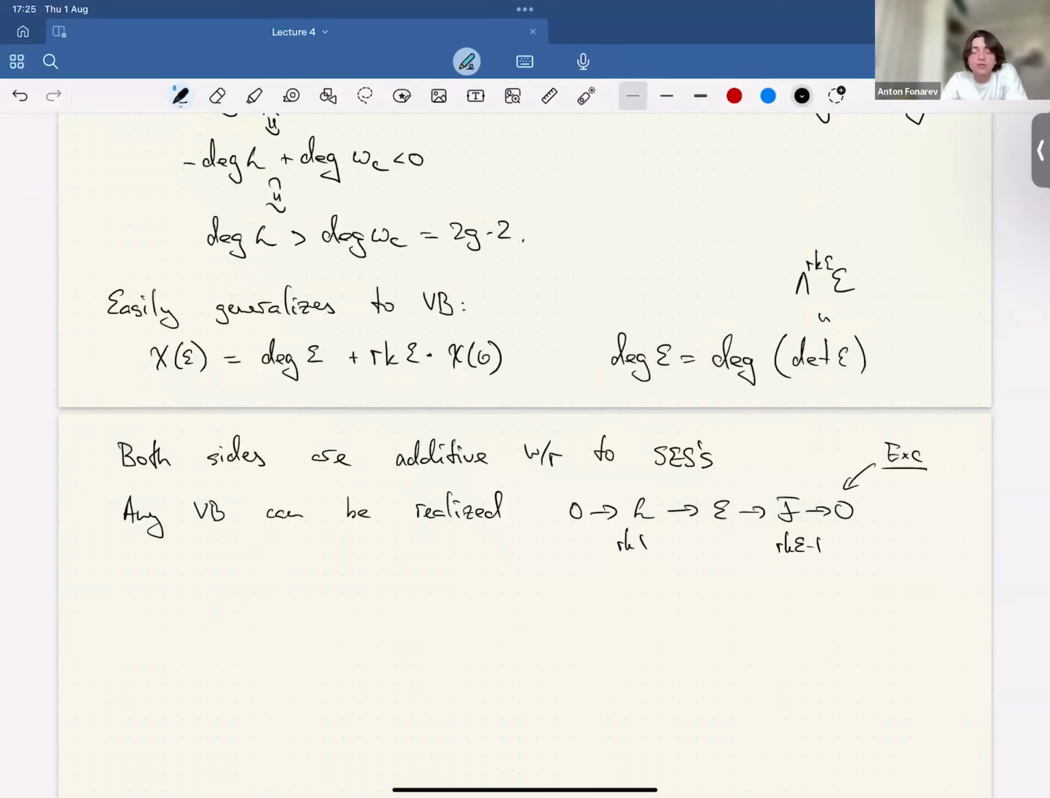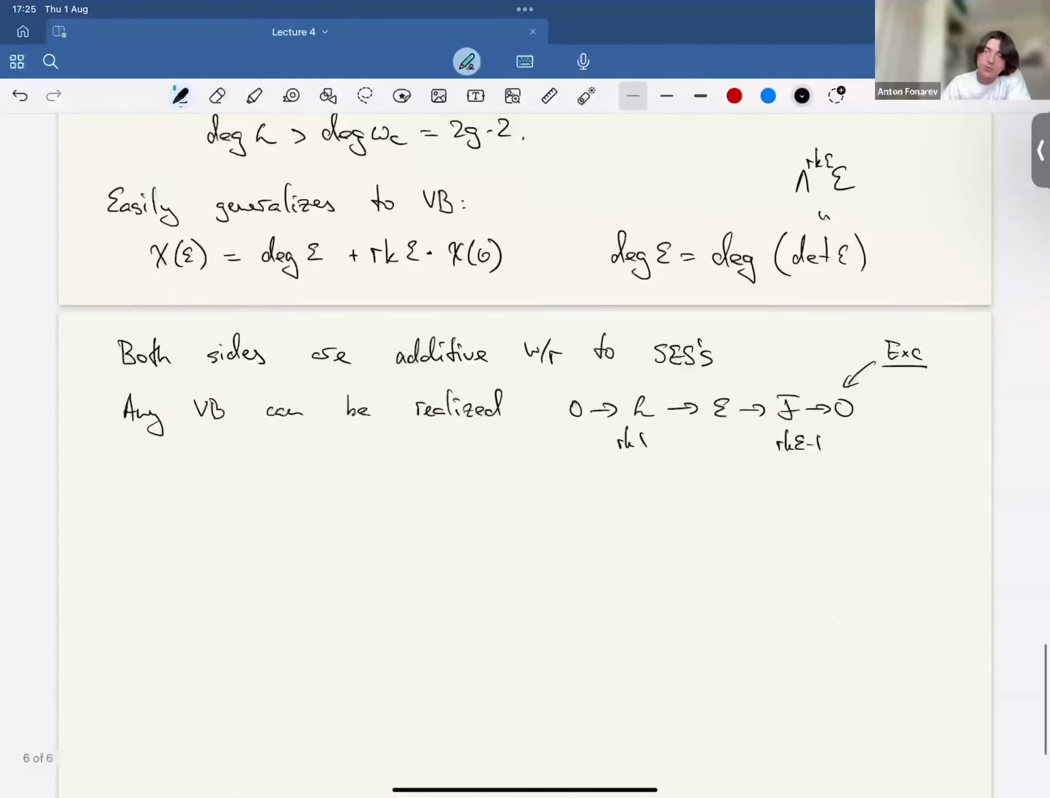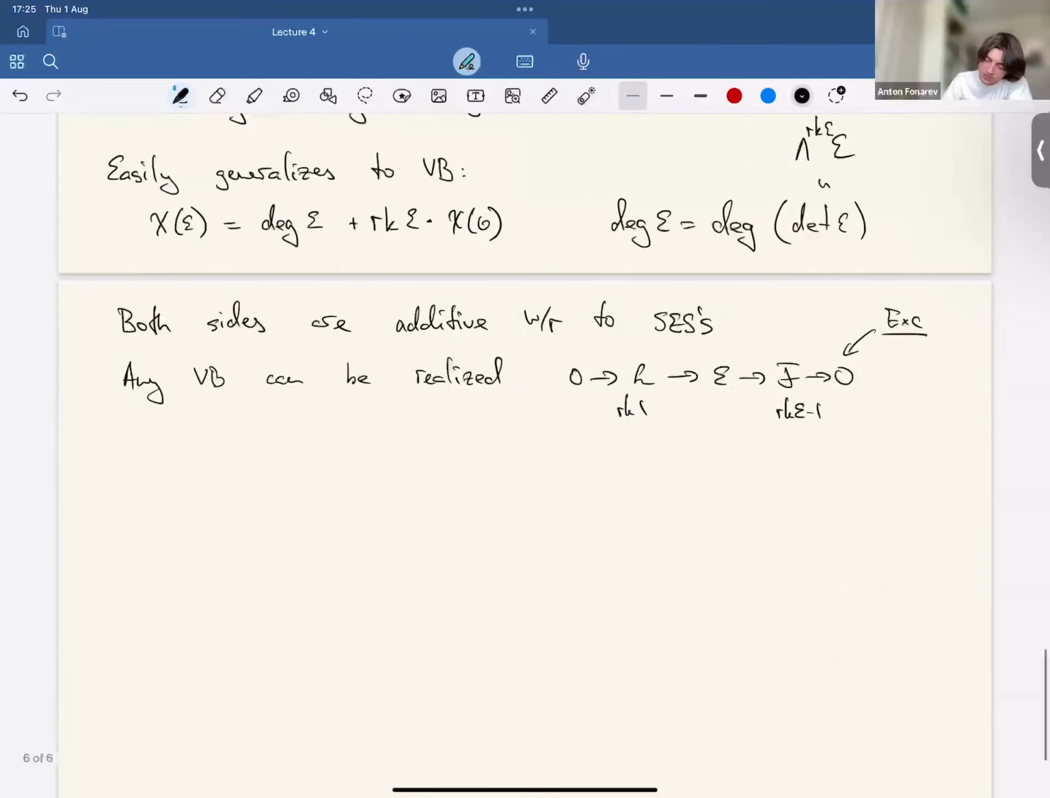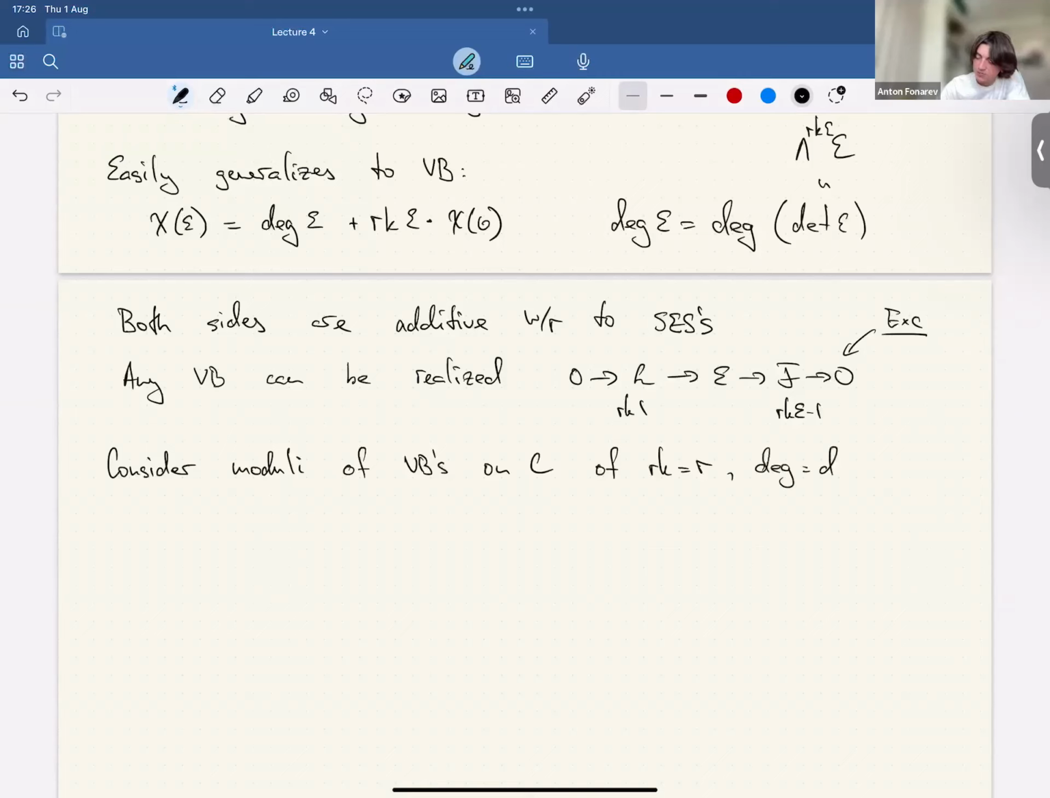That's it. So this is how you reduce to the case of rank 1, but rank 1 we've already covered. So you have this beautiful formula. So far it seems very benign, but it has immediate, very nice corollaries. Namely, you can consider moduli of vector bundles on C, and then you need to fix some parameters, say of rank equal to R and the degree equal to D.